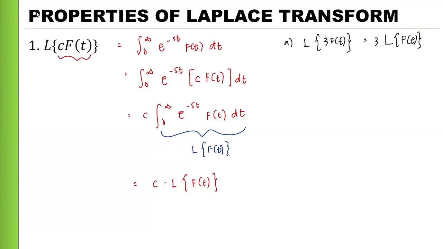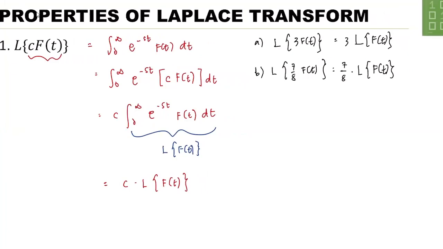So, later, define natin kapag nag-iba na yung function natin. No? So, halimbawa, we have 7 over 8 of f of t. So, what will be our simplification? We have 7 over 8 times L or yung Laplace transform ni f of t. Okay? So, as first property, we can factor out yung constant natin. Okay? So, this is for the first one. Then we have the second one.